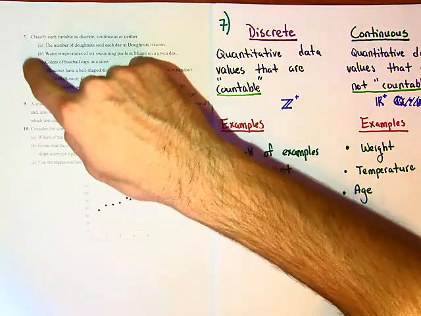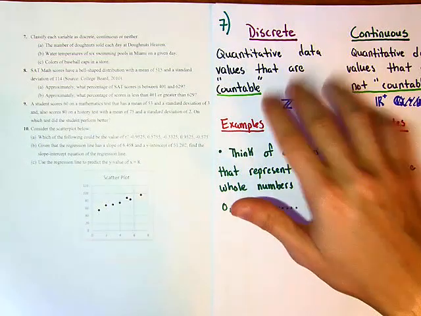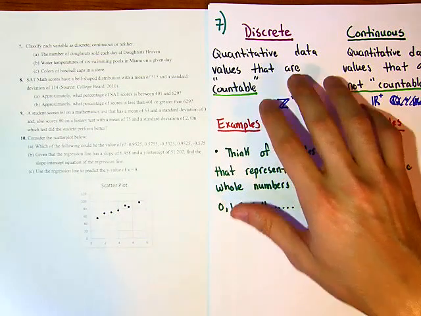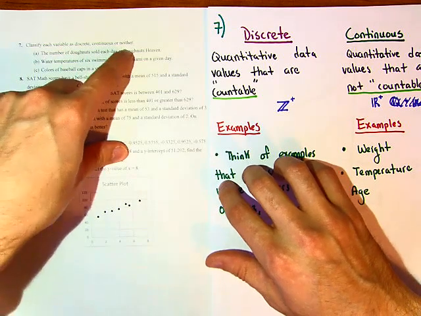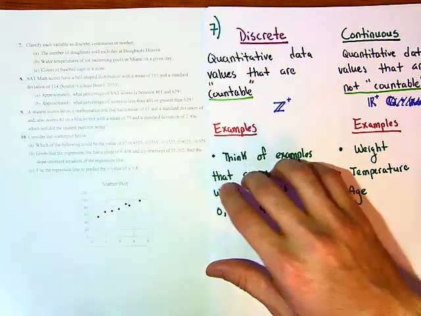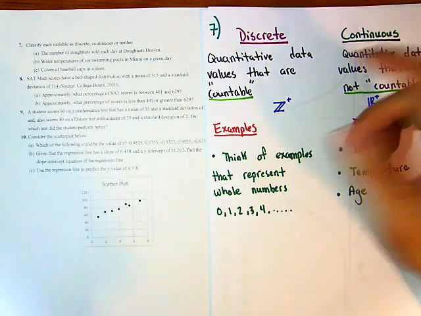So let's cover the last four questions, 7, 8, 9, and 10, and we're done. So here, the question is saying, classify each variable as discrete, continuous, or neither. Before we actually go into that, let's just look at the definition and the concept.